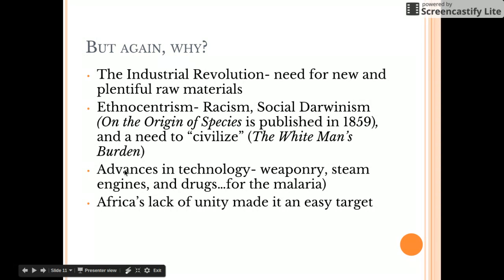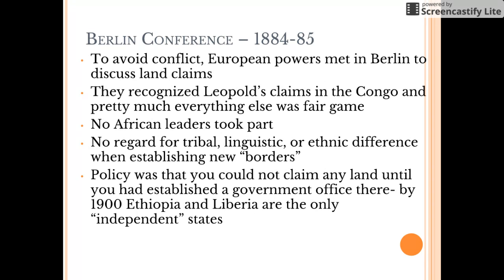So there were advances in technology, better weapons, better medicine to deal with the diseases that were rampant in sub-Saharan Africa. And then, of course, Africa's political lack of unity made it an easy target. It was ripe in terms of tribalism. It wasn't just all one race, not just one ethnicity, not just one linguistic system that was used across the continent. There were very many different tribes. So that disunity actually made it an easier target for these European nations.